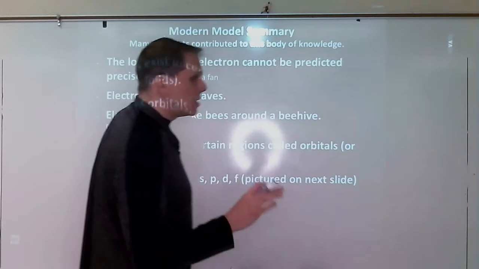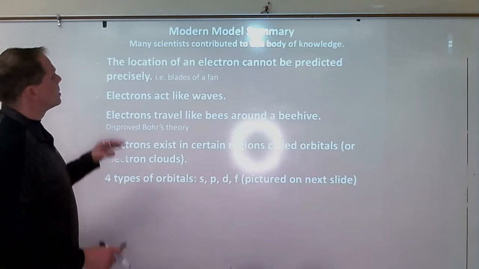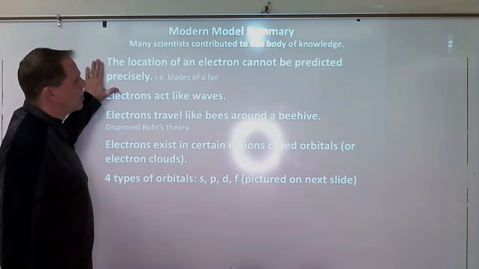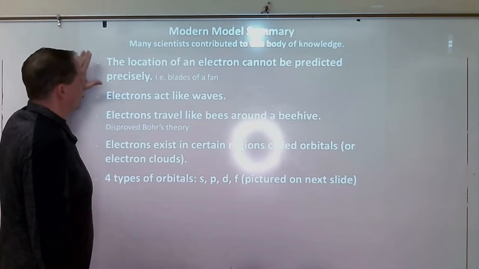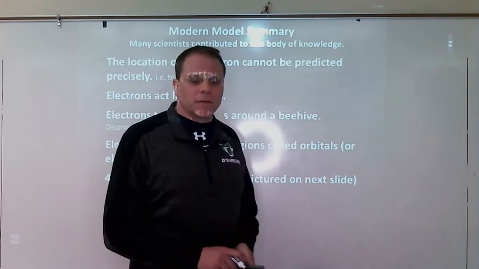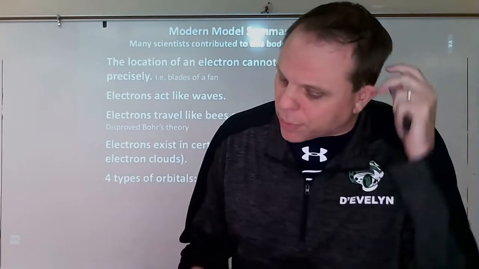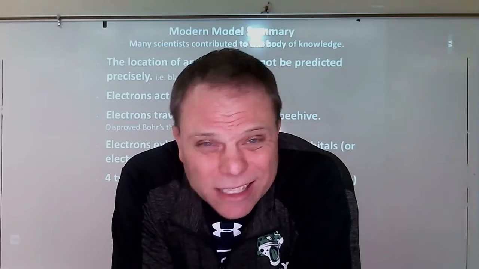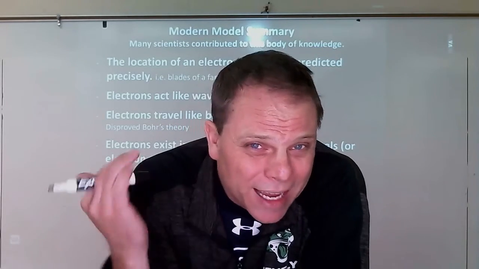So, this isn't one scientist, but there's a lot of things that we want to see that are going to be quite different than what Bohr came up with, right? Location of an electron cannot be predicted precisely. It's kind of like the blades of a fan, and this is part of what Heisenberg came up with. And if you've ever heard of the Heisenberg uncertainty principle, it kind of relates to this.